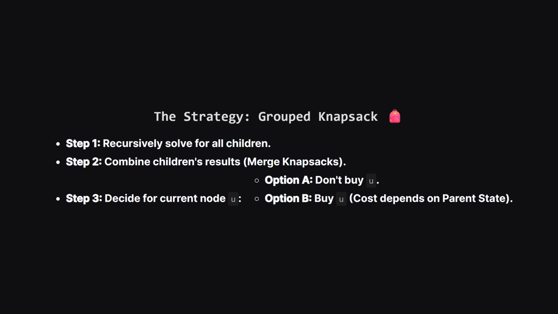Here is the game plan. For any employee U, we first go down and solve the problem for all their subordinates. Each child will return a list of best profits for different budgets. We then have to merge these lists together, essentially finding the best way to split our budget among all the children. After that, we make the final choice for U. Do we include U in the investment or not? We compare the profit of buying U versus not buying U, and that becomes the result for this subtree.